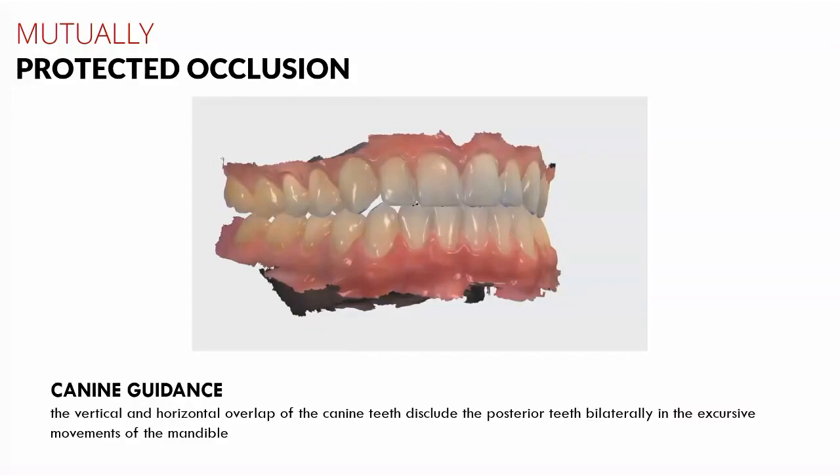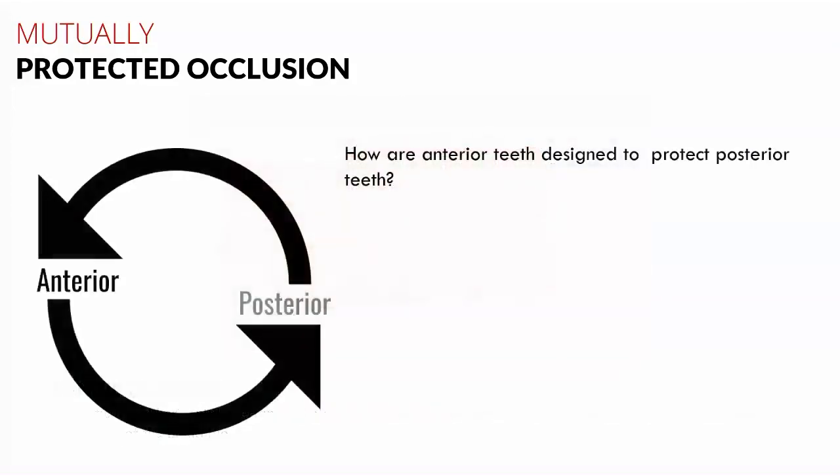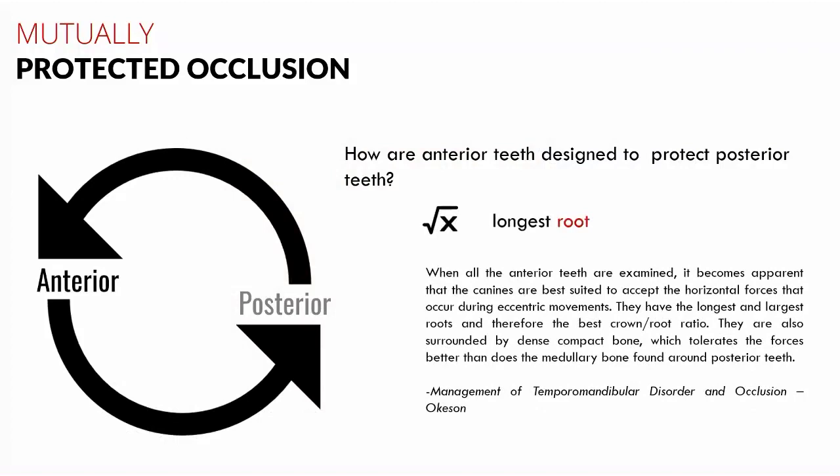clinical kind of representation. Okay, so what is it about the anterior teeth, or how are they designed, that they are protective of the back teeth, okay? So one, let's talk about the canine, okay? What do we know about the canine and the length of the root? It's the longest rooted tooth that we have in our mouth, okay?